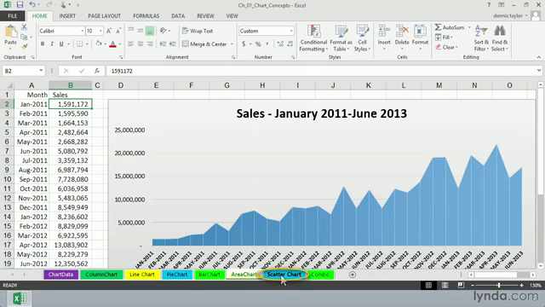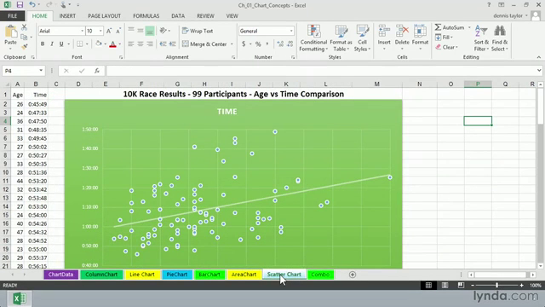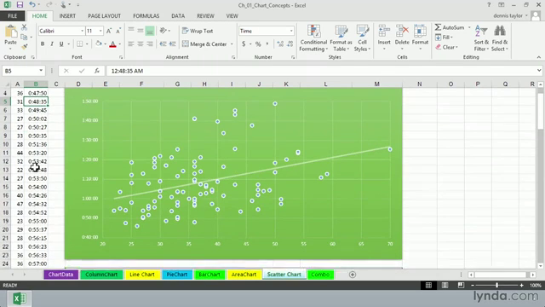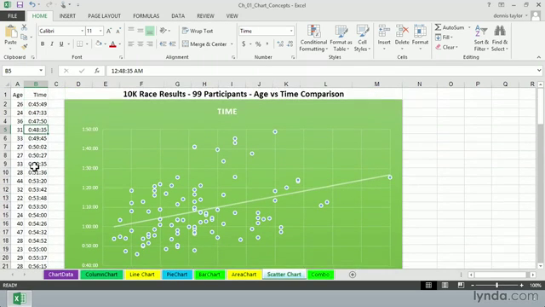There are specialized charts. We won't mention all of them, but here's a scatter chart. And here we're trying to show possibly the correlation between the age of runners who have finished a race and the time. And we're showing both of those there along with a line. These are called scatter charts, sometimes XY charts.